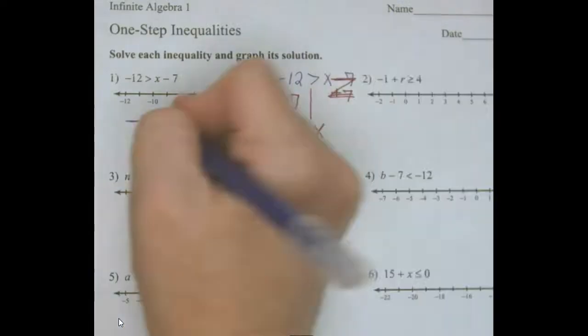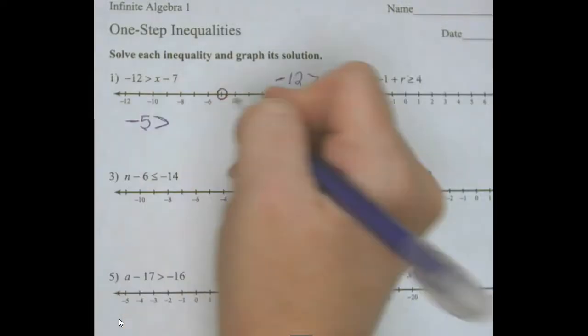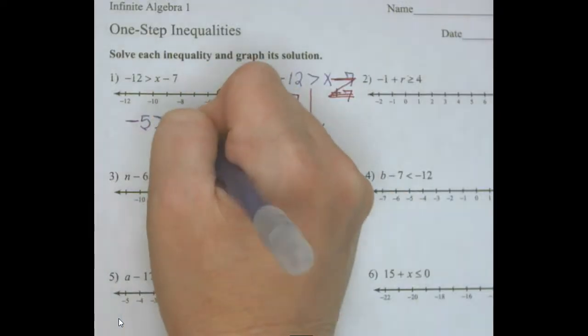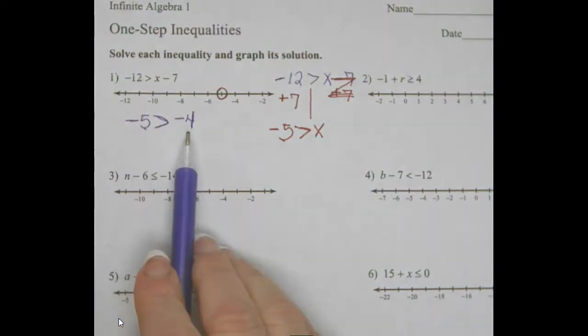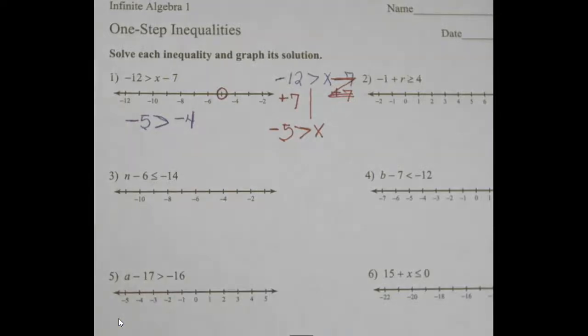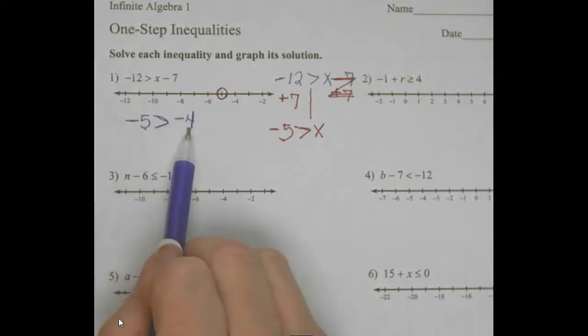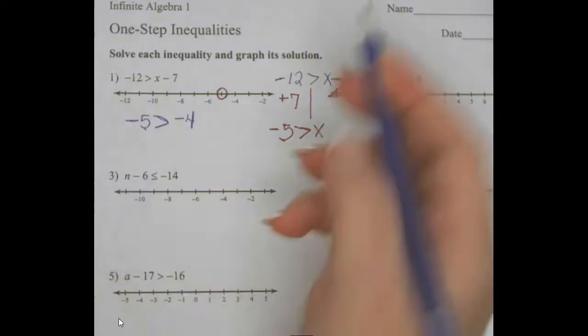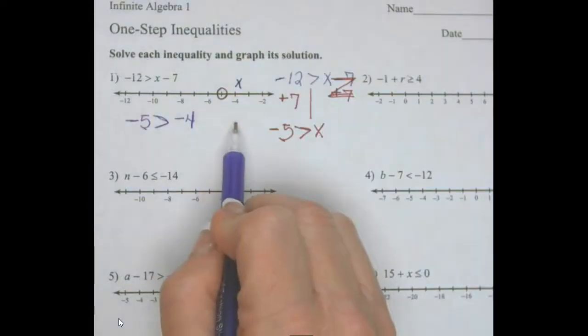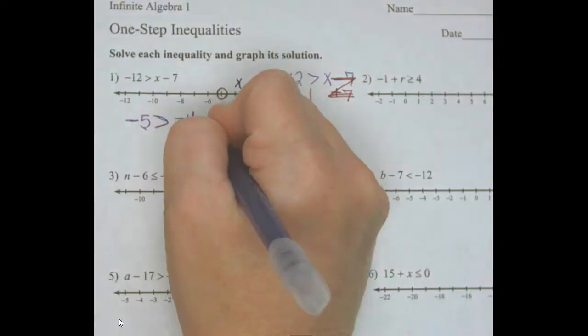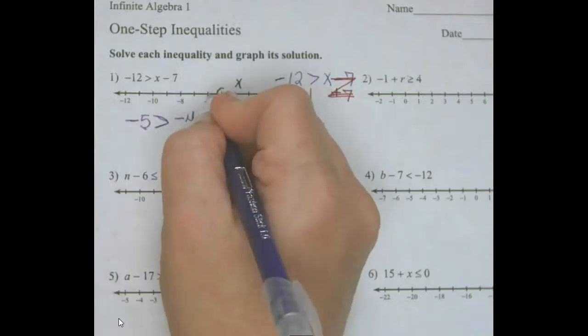Negative 5 is greater than negative 4. Which one is bigger, negative 5 or negative 4? Negative 4. So negative 4 is bigger. So this is not true. We need a statement that is true. So this is not true. So let's try the other side of negative 5.